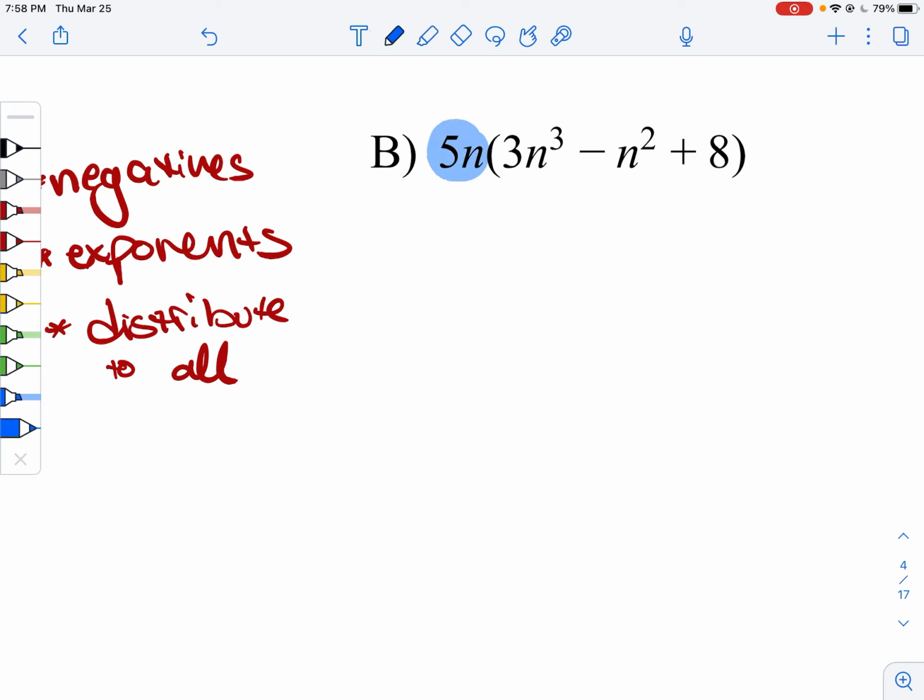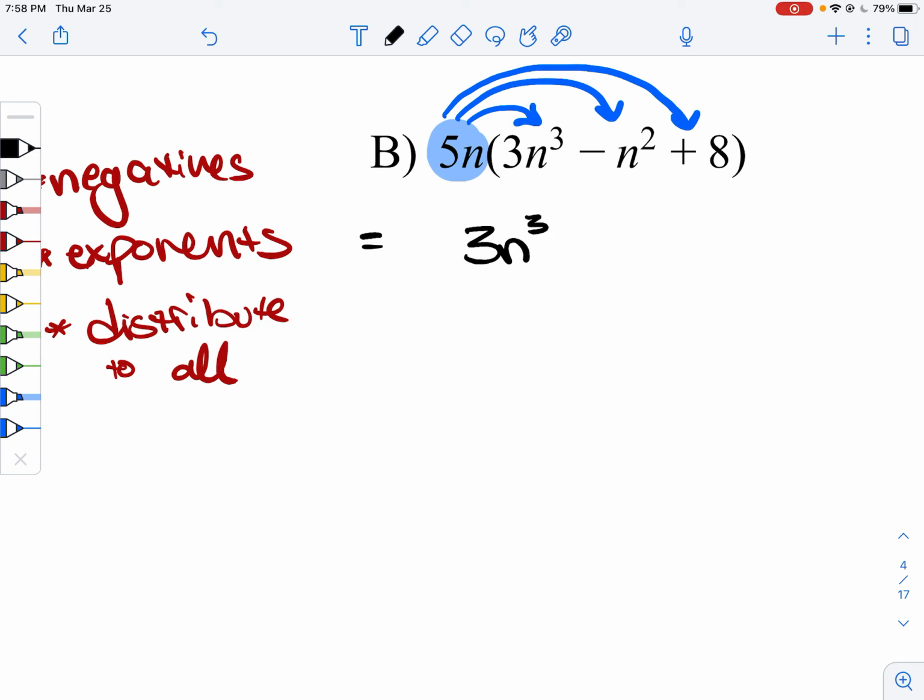Let's take our 5n and distribute him to each of these guys. Again, just to help me write it out, I'm going to rewrite the whole polynomial again: 3n cubed minus n squared plus 8. If it helps to take this negative and scoot him forward, that's fine too. But everyone gets distributed not a minus 5n, a 5n. So this plus needs to go over here.